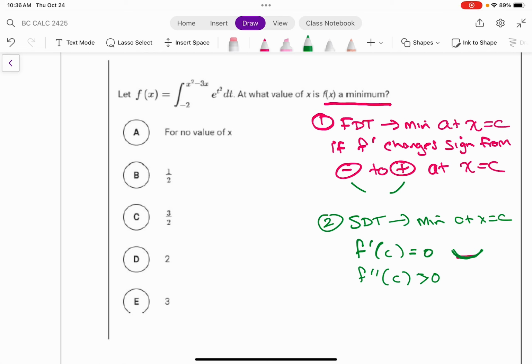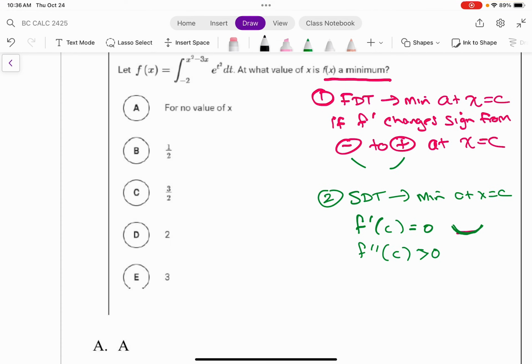So which of these are we going to use? Well, let's see if we can do the first derivative test, learn what we get there, and then if we think we have to be quicker, we can move to the second derivative.